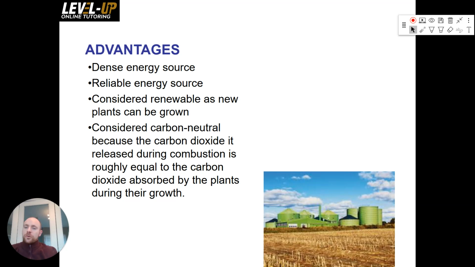It's also considered carbon neutral, which means although it's producing carbon dioxide, which is obviously not good for the environment, when we're growing these plants, they are using carbon dioxide because they photosynthesize. So the idea is they are offsetting. The carbon dioxide is offset. The amount of carbon dioxide they give out should be equal to the amount of carbon dioxide that they take in. So it's not, in theory, adding any carbon dioxide. It's just keeping it roughly the same.